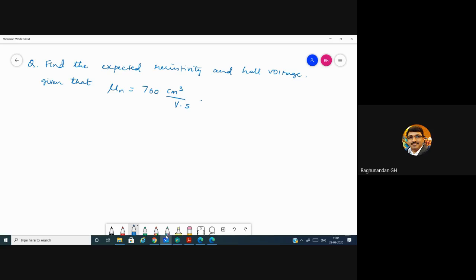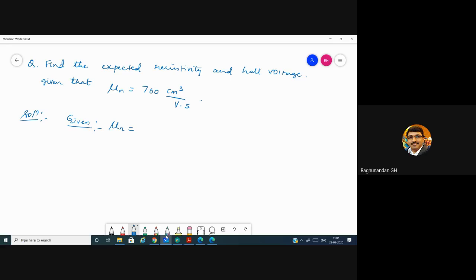So now the solution. First we will write the given, what all is given. They have given mu n. What is mu n? Anyone? Mobility of electrons. Yes, mobility. Mobility of electrons they have given.